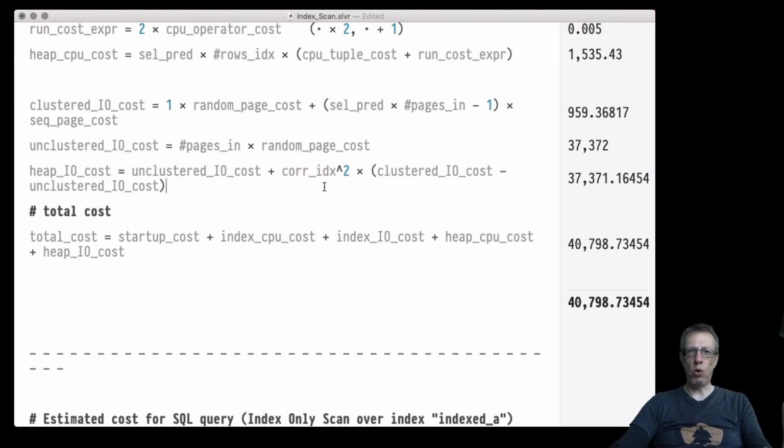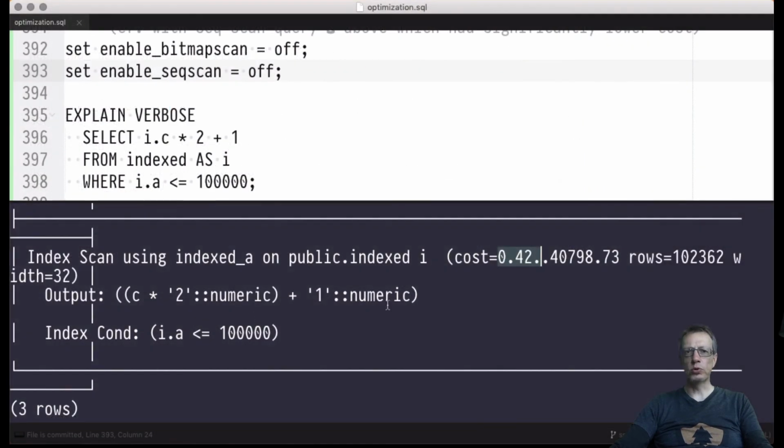All right, now all the components are there. We can add them up to the total cost, the startup cost, and the run cost for the index scan, if you will. And that leads us to 40,798 dollars. And this is what Postgres reports as the estimated cost value here. All right, so it really appears that our modeling of PostgreSQL internals matches what we've seen on the slides here.